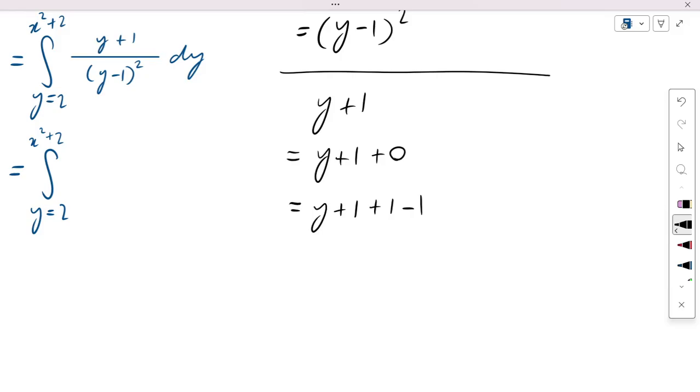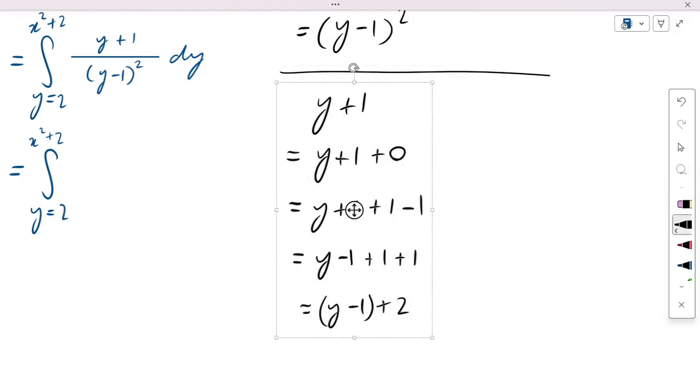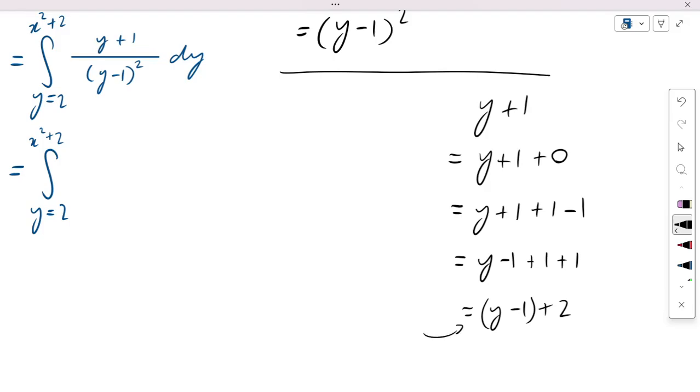Okay, and then we need to regroup it. So we're going to regroup it as y, and take the negative 1 to that side. We can still do that. So it'll be y minus 1, and then we still have 2 plus 1s, so it's plus 1, which we can actually write as y minus 1 plus 2. Can you see how I grouped the y minus 1, which we kind of have here in the denominator? That's perfect. It's exactly what we need. So we can write y plus 1 as y minus 1 plus 2. Let me rewrite it there. So we're going to have y minus 1 plus 2 divided by y minus 1 all squared with respect to y.